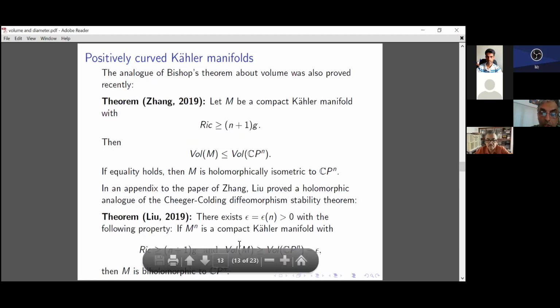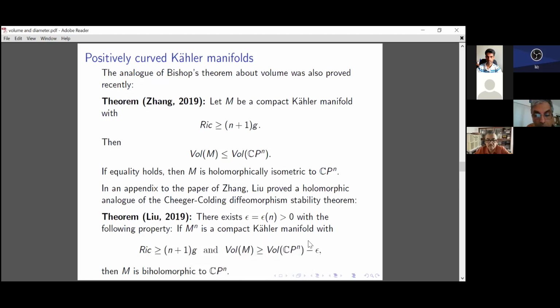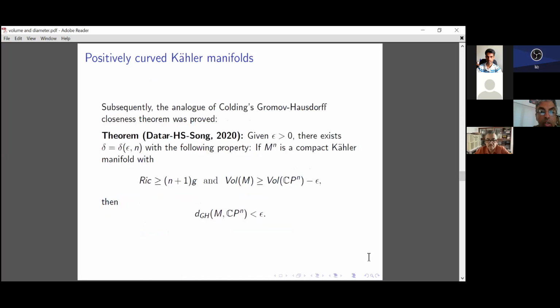But that left the other two Colding theorems open, and Ved, Song, and myself, we proved that Colding's Gromov-Hausdorff closeness theorem also extends. So given epsilon greater than 0, there exists delta such that if M is compact and the volume is close enough to that of the sphere, then the Gromov-Hausdorff distance between the two is less than epsilon.